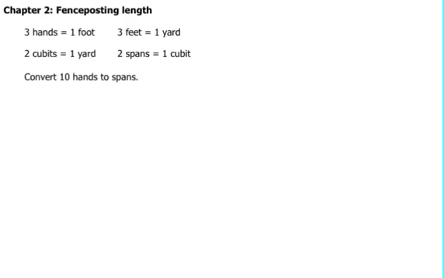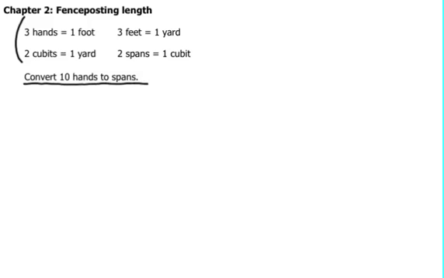Example. We'll just start by doing the problem here. Okay, we are given a bunch of what are called conversion factors, and these are real conversion factors. They're not commonly used very much in science, but they're somewhat historical. So we have that 3 hands equals 1 foot, 2 cubits equals 1 yard, 3 feet equals 1 yard, 2 spans equals 1 cubit. All right, and the problem that we're given is to convert 10 hands into spans.